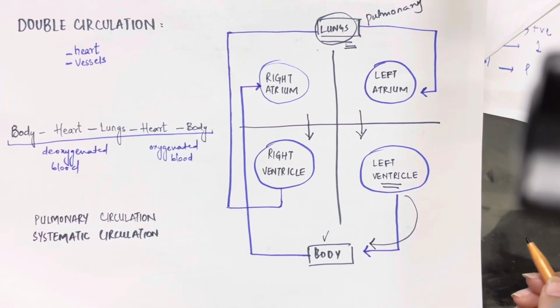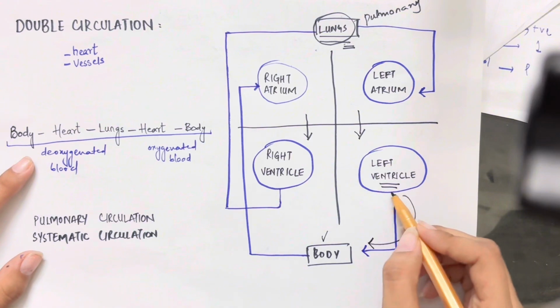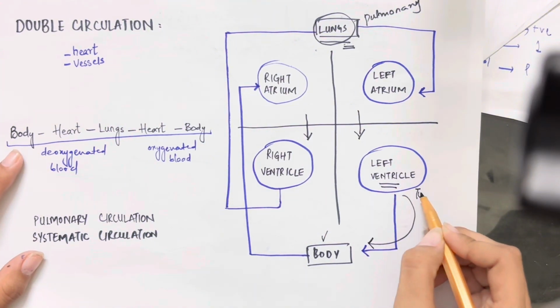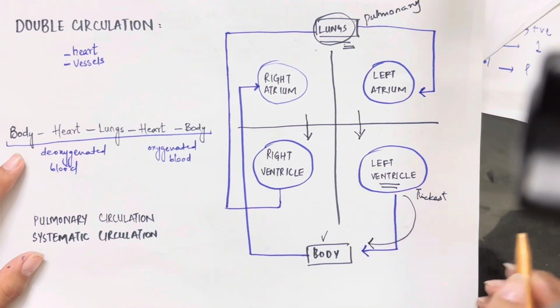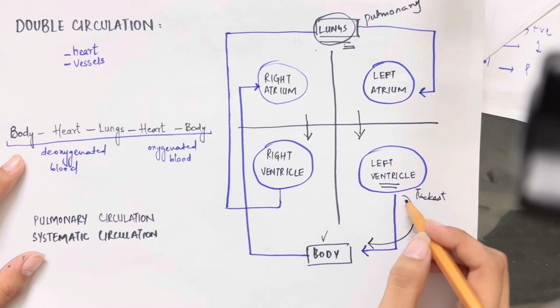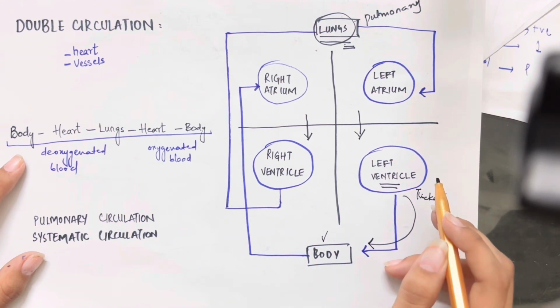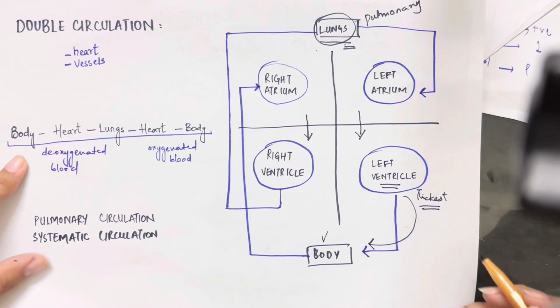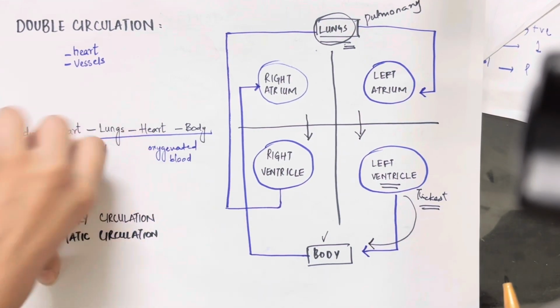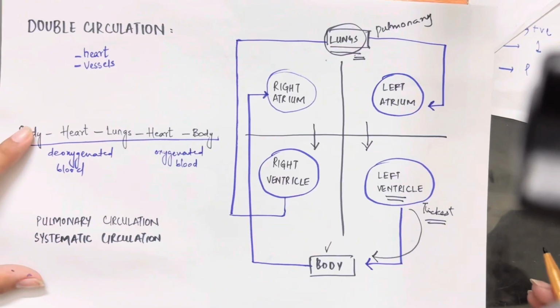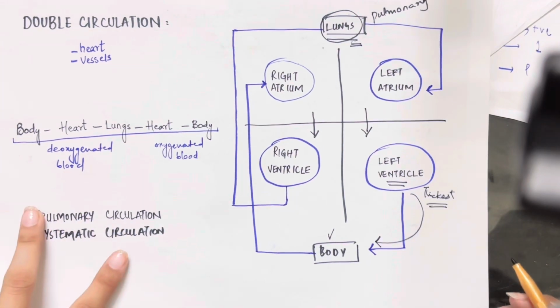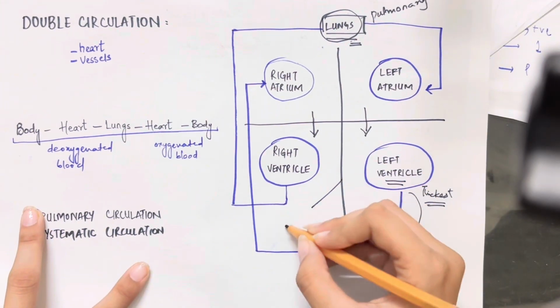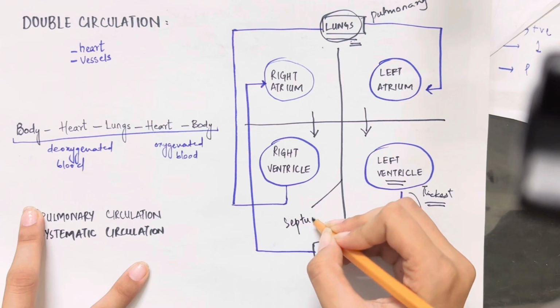Now, the other pointer you need to learn is why the left ventricle has the thickest wall of all the chambers. It is because it has to transfer the blood to the entire body, which requires a lot of energy. Therefore, it has the thickest wall and the highest blood pressure within the blood vessels. These are the four chambers. These four chambers are divided from one another by a wall termed the septum.